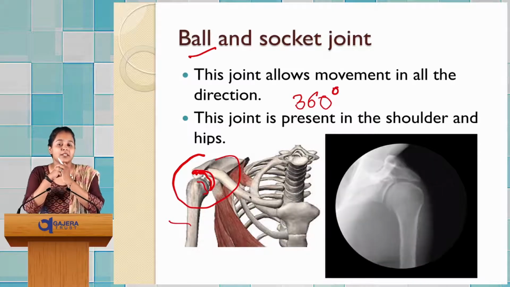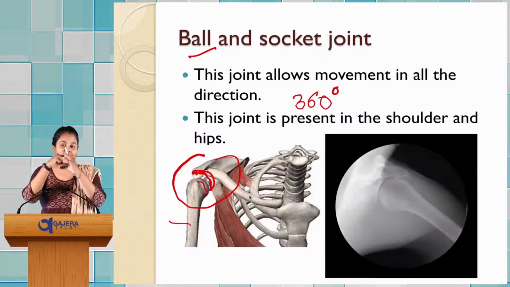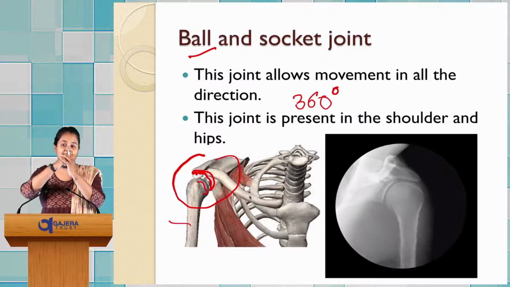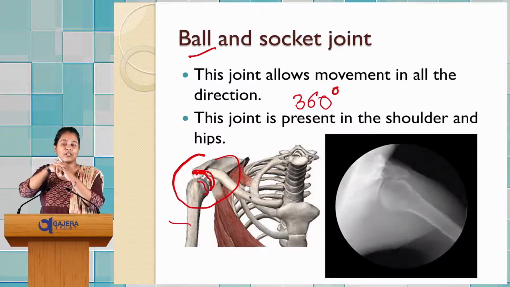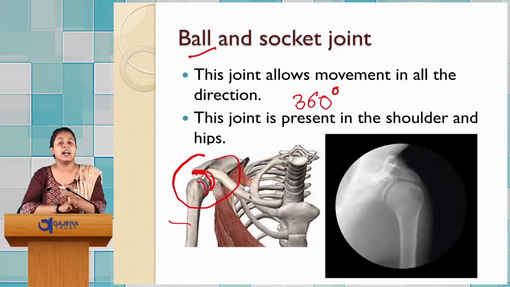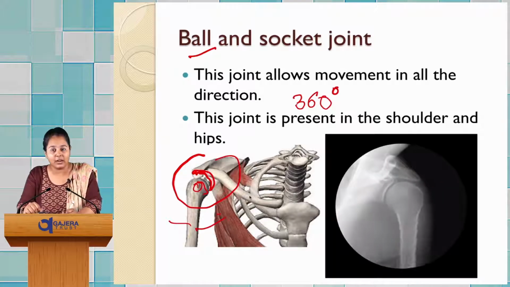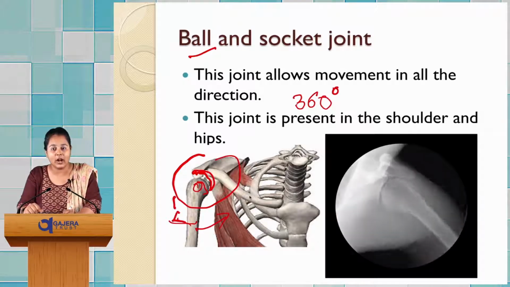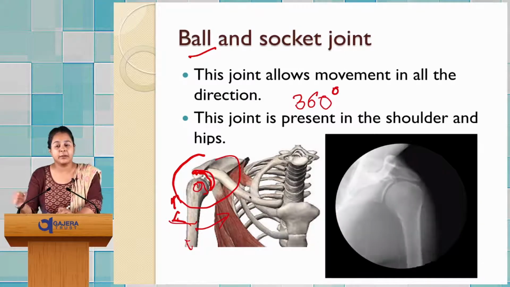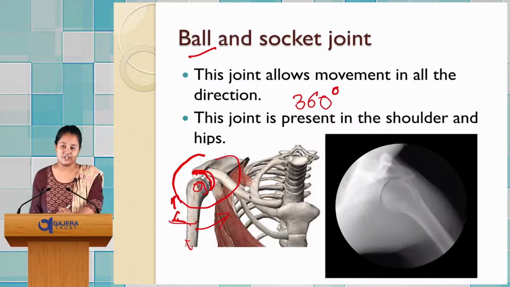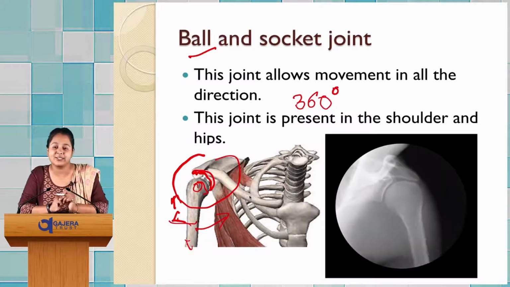Now once it is fit inside, this bone can move inside in all the different directions. That is why this joint allows movement in all the directions. Over here this bone can go left, it can go right, it can go up, it can go down, right? We can move it in all the directions. This is the ball and socket joint.